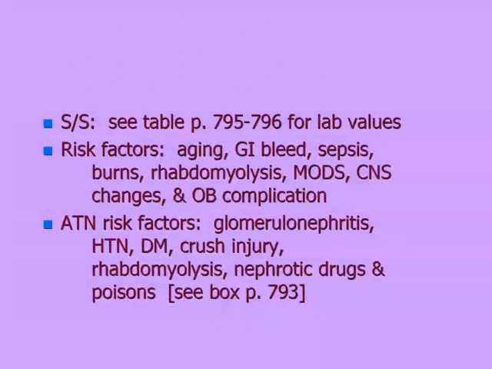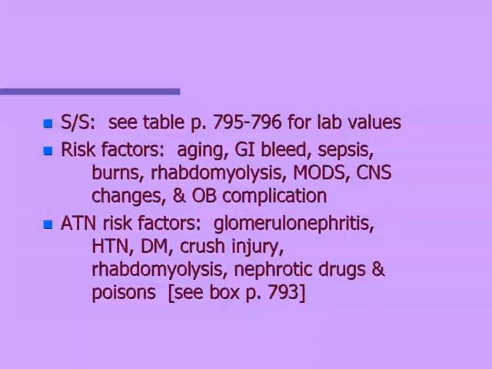Symptoms: there's a table on pages 795 through 796 that talks about the different lab values that go along with the different types of renal failure. Risk factors for all of it are aging, GI bleed, sepsis, burns, rhabdomyolysis, multiple organ dysfunction syndrome, central nervous system changes, and OB complications.